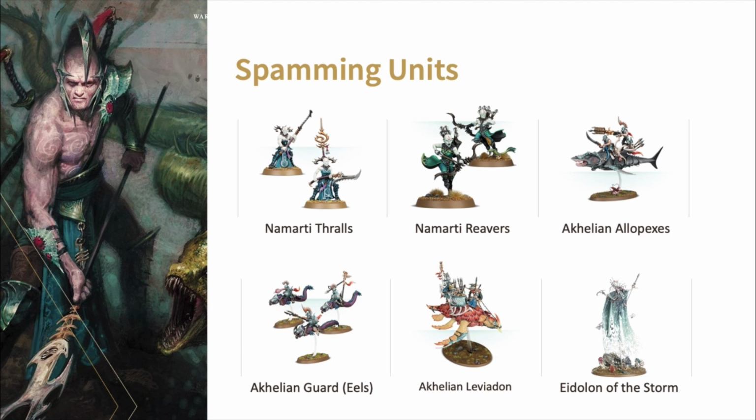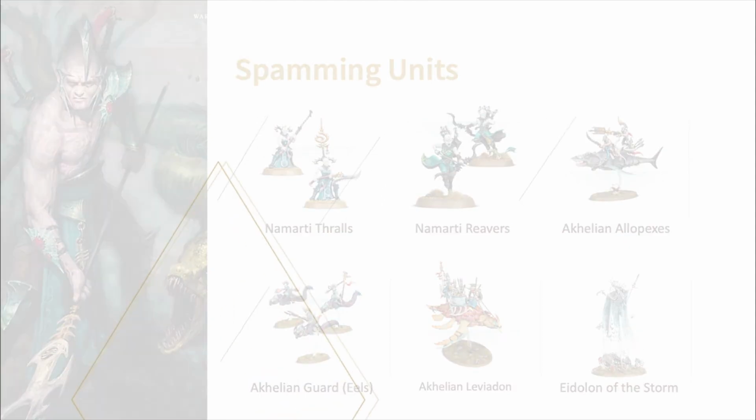And then we've got more restrictive cases, such as Alopexes in Fuethan, Eels with a king as general, the Leviathan in Namarti, or Eidolon of the Storm, which is kind of an outlier here in that he's already a hero, so you don't need to officially have a general in the list. You're not forced to take another model. All right, let's move on to our Thralls.